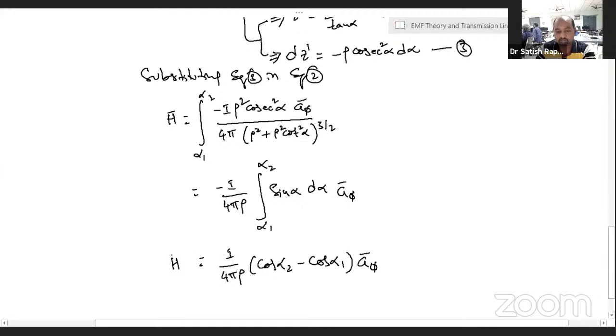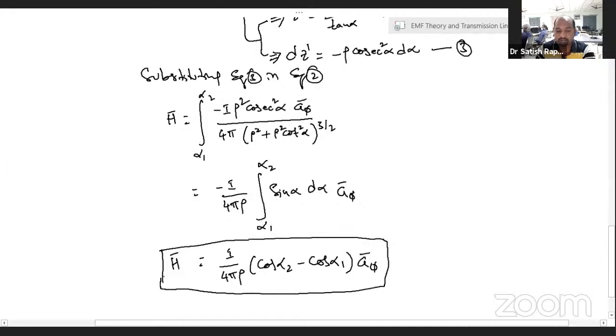So this is the final expression for magnetic field due to a straight wire carrying a current I. So very important, this is the magnetic field due to a straight wire.